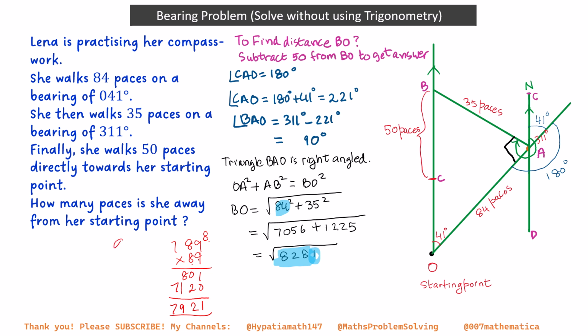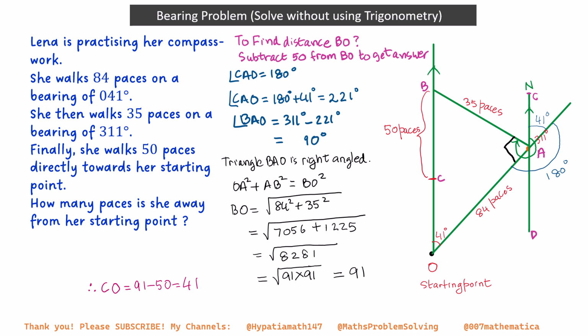What about 91? Because 1 times 1 is 1, the unit digit is 1. So if you did 91 times 91, you get 8281. So you know that the square root of 8281 is 91, and that's BO. That makes BO equal to 91 paces, and so CO would be 91 minus 50.